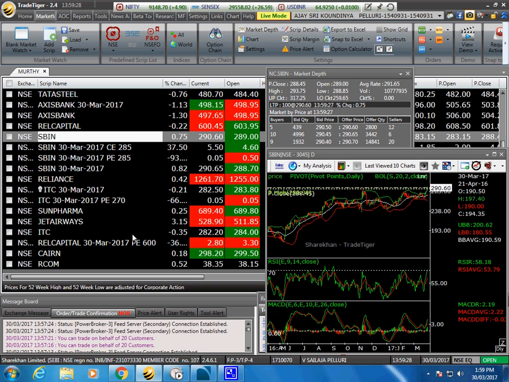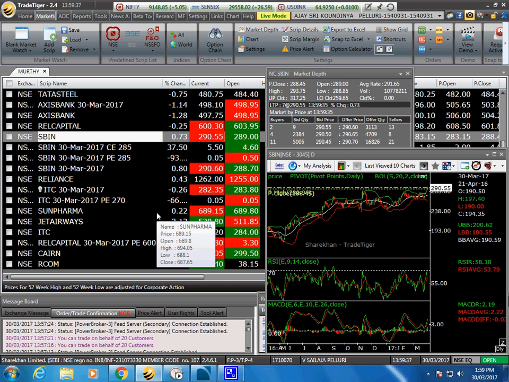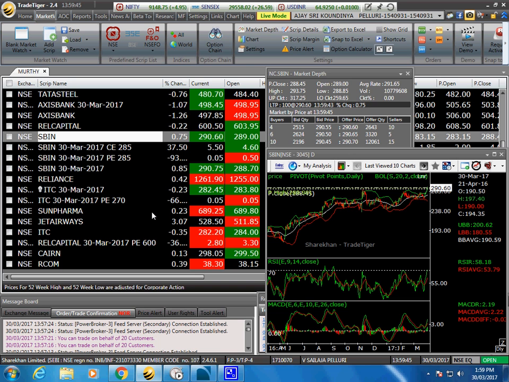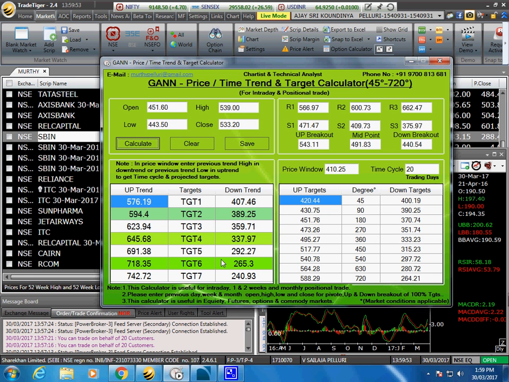You can take anything, a share or a future, commodities, any instrument, and use it in this calculator. Identifying the trend and the target is a big problem for all of us. To solve that, I have designed a unique calculator with the help of Gann theory. This is the Gann price time trend and target calculator. It covers 45 degrees up to 720 degrees.